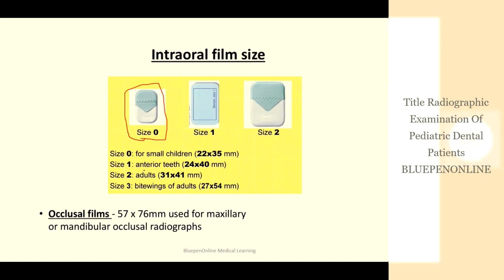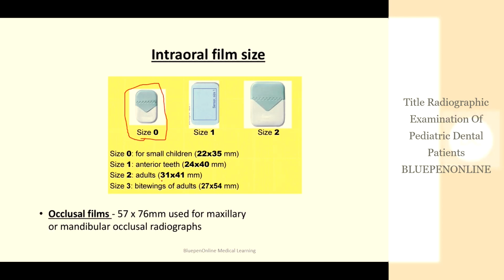This is commonly used in pediatric patients. Size 1 is used in case of anterior teeth, which measures from 24 to 40 millimeters. Size 2 is commonly used in adults and is also called the standard film. Its measurement is 31 to 41 millimeters. And there is size 3, which is the bite wing for adults, measuring from 27 to 54 millimeters.